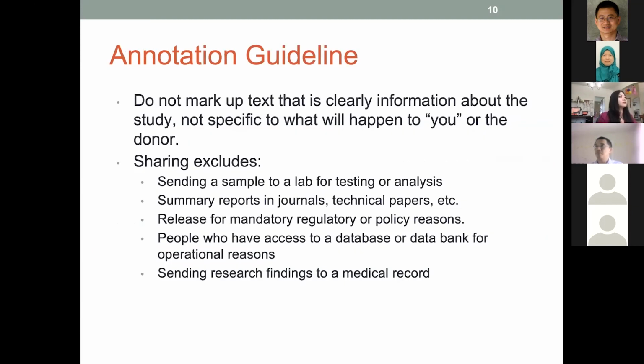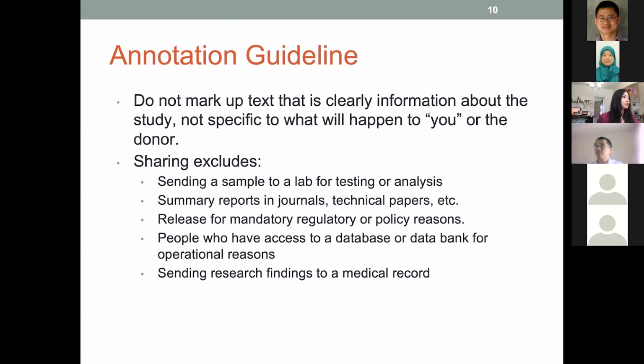I'm just pointing out some important points in our annotation guideline. This is not the full guideline. So for one, we only mark up text that clearly states what will happen to the donor, to the person specifically, or to you, and not a description about the study itself.